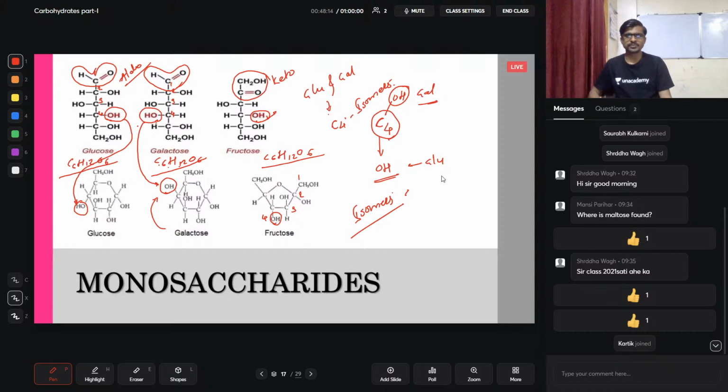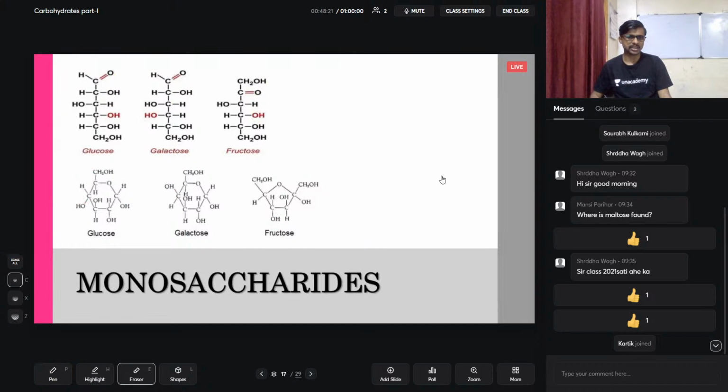Okay, so your fructose is a structure made up of a 5 carbon ring, I mean a 5 corner ring, and if you see glucose and galactose, these are 6 corner ring structures. One is a 5 corner ring and the other is a 6 corner ring.